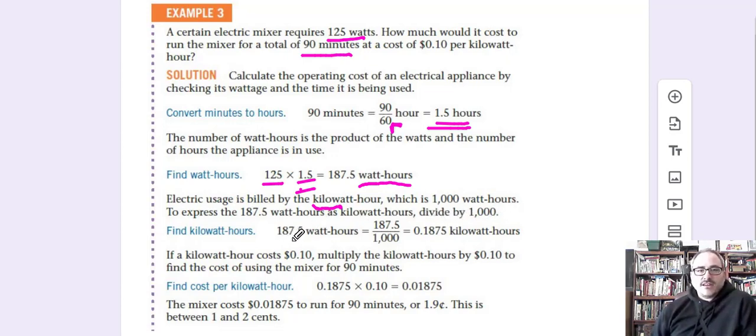So we're going to take here's our 187.5 watt hours. Sorry about that. I got a little clock in here that will ding every 15 minutes. Apologize for that.